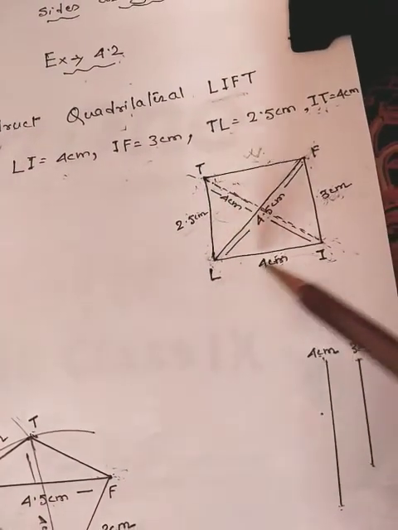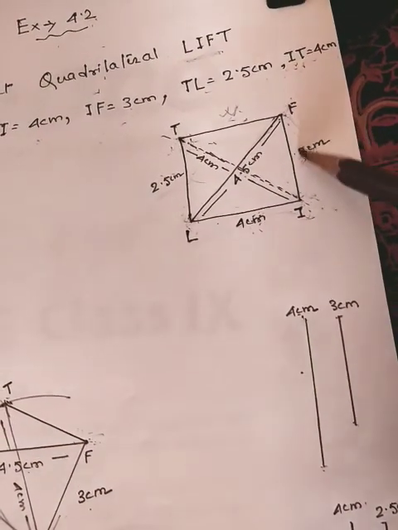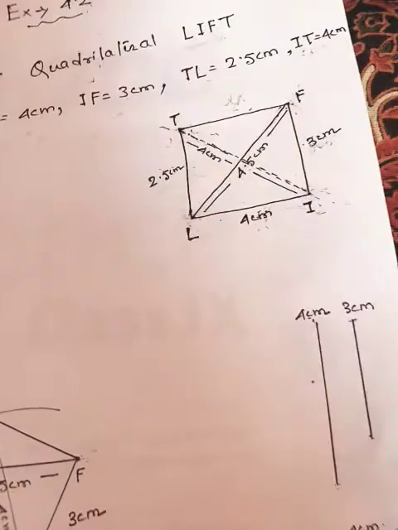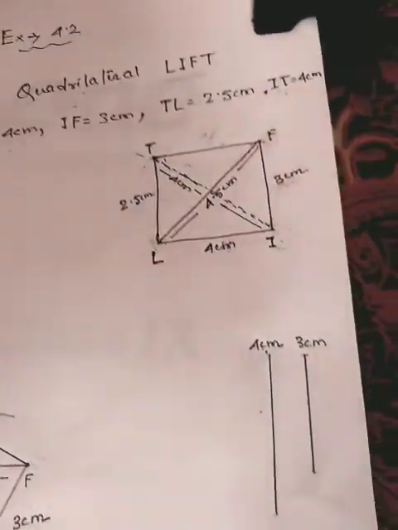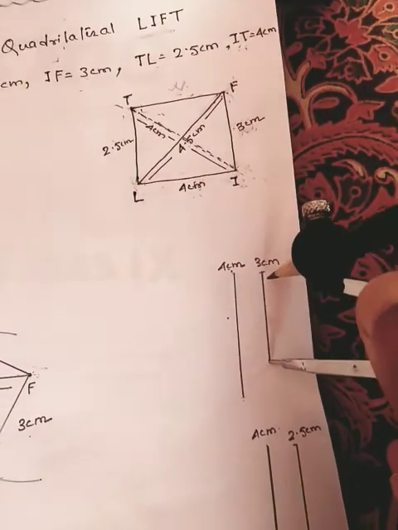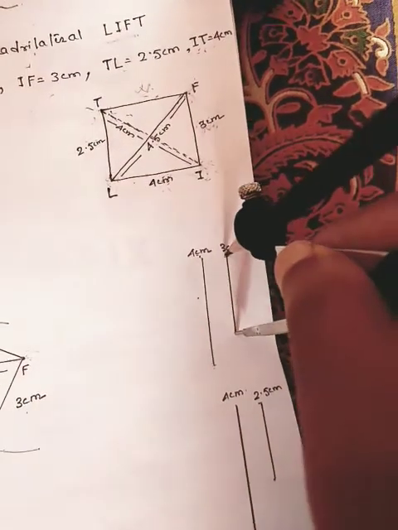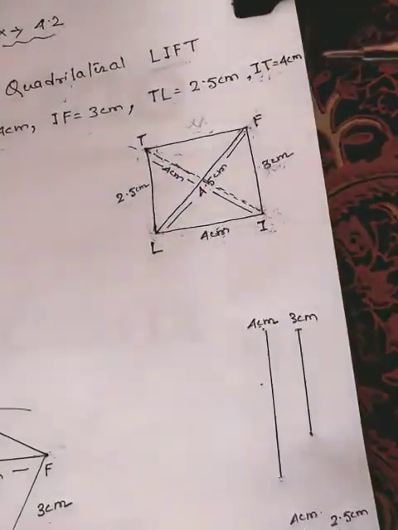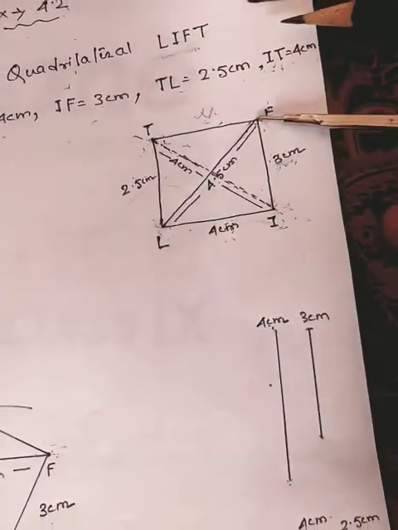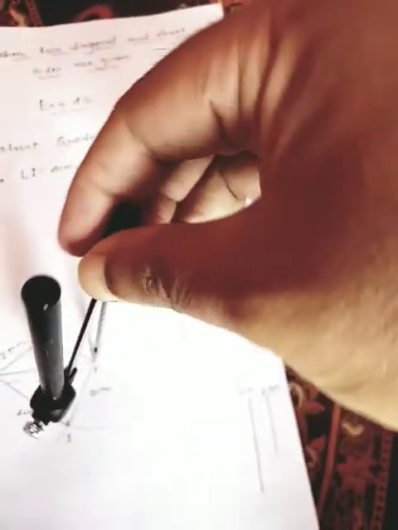What are the dimensions given? 4 centimeters. See, I've drawn the 4 centimeter line out here. And what is another dimension given? 3 centimeters. So I've drawn this 3 centimeter line out here. Now what you have to do is take the measurement of this line. First I'm going for 3 centimeter. From where do I have to draw 3 centimeter? From F, isn't it? So we'll put the compass point here and draw one arc like this.